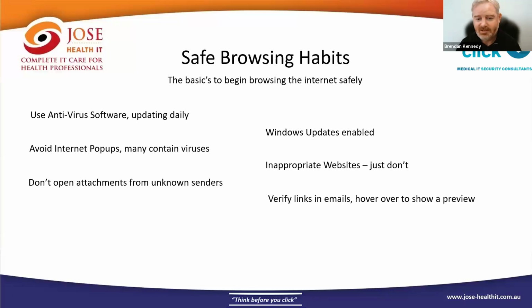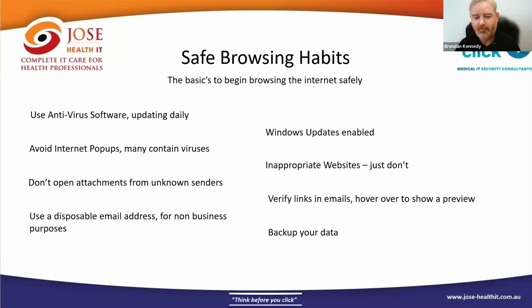Attachments from unknown senders. Verify links in emails. Some of you will already know, but if you hover over the URL in an email, it'll show you the full web address. So have a look, make sure it's going to the right spot. As I said before, use a disposable email address for non-business purposes. You don't need to have all your eggs in one basket when it comes to email. And back up your data. So if it's your data, be responsible for it, back it up.